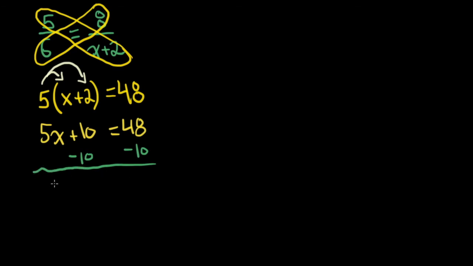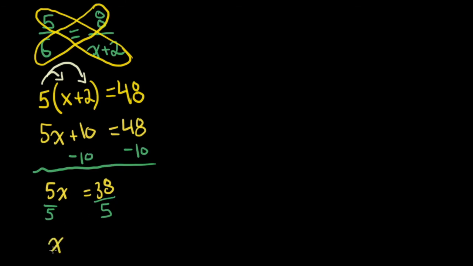And that will give us 5x is equal to 38. And then I'm just going to divide both sides by 5. Divide that by 5 and divide that by 5. Remember that mostly your last step is going to be dividing.